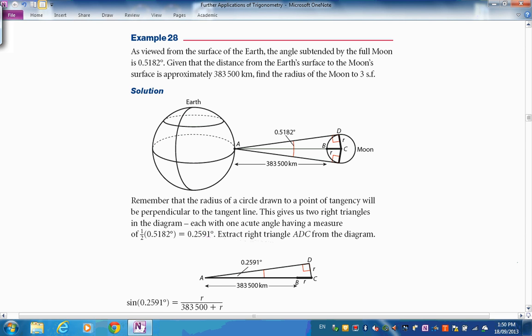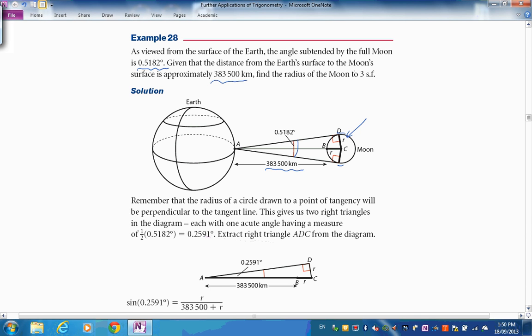As viewed from the surface of the Earth, the angle subtended by the full moon is 0.582 degrees. Okay, so that's that angle there. If you looked above and below it, you would get that. The distance from the Earth's surface to the Moon's surface is approximately 383,500 kilometres. Find the radius of the Moon to 3 significant figures. Is that possible? Well, we're trying to find the radius of the Moon.